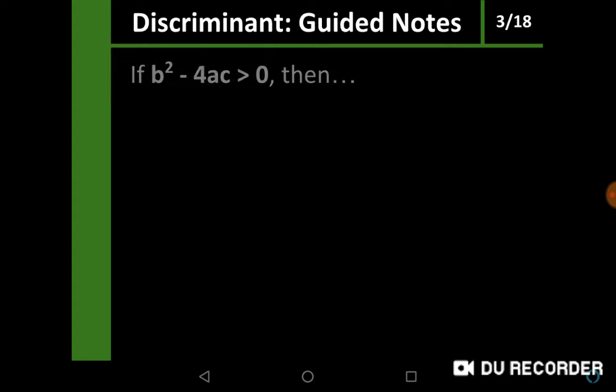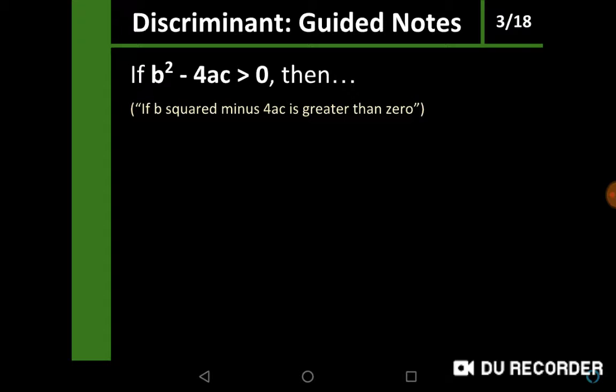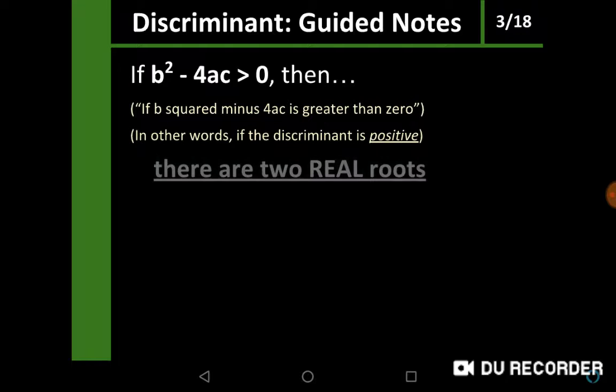Okay, so if you do your discriminant, b squared minus 4ac is greater than 0. You do it, it's greater than 0, or it's a positive number. That means that there are 2 real roots. So if you do your discriminant, your answer is positive, it's greater than 0, you have 2 real roots.